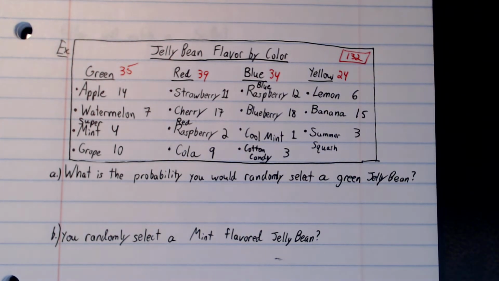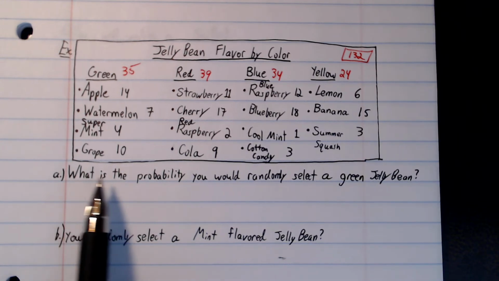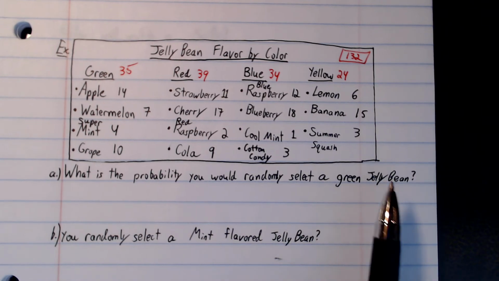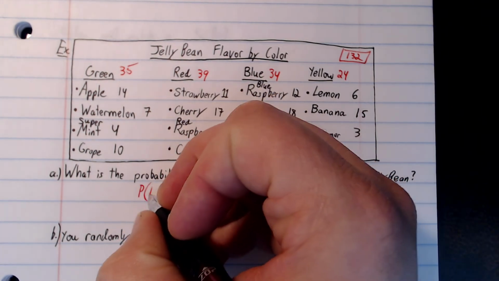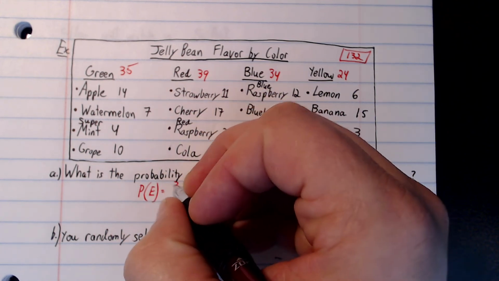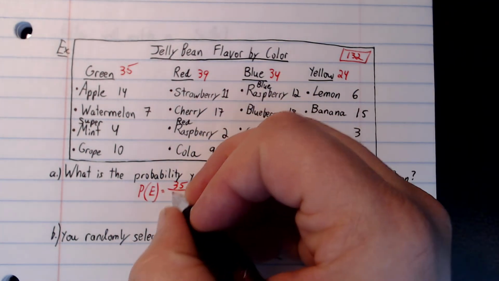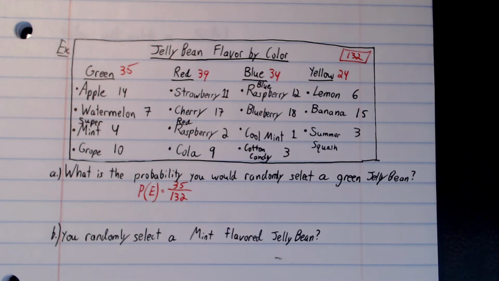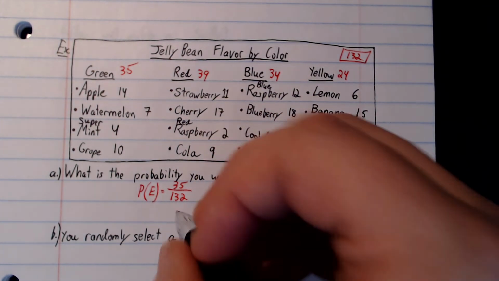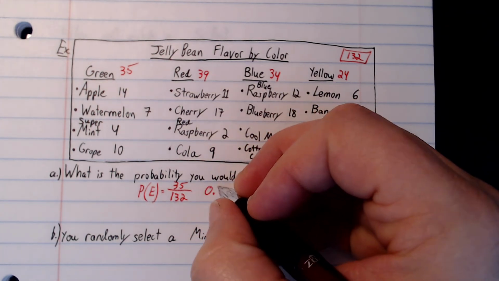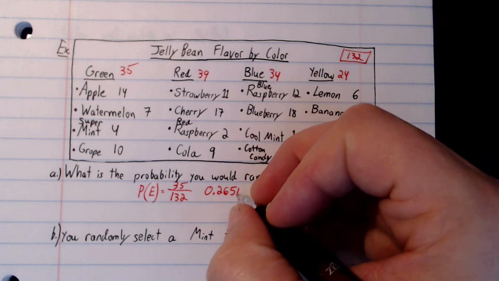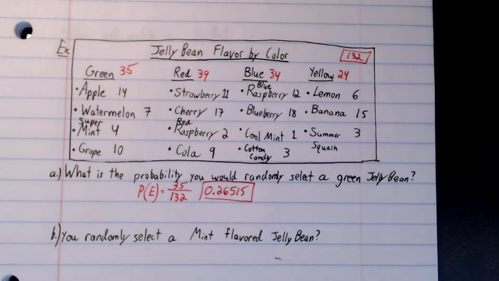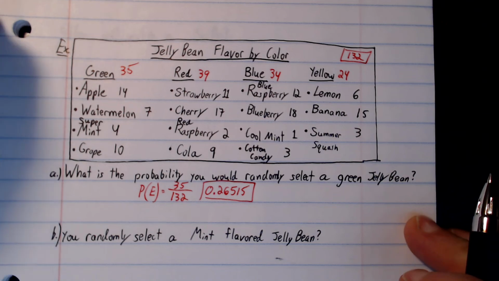So now we've got a lot more information, but it's broken down even more specifically for us. So we can answer this first question. It says, what is the probability you would randomly select a green jelly bean? Well, in that event, there are 35 green jelly beans out of 132 total. So you have a 0.26515 probability. A little bit more than a quarter, 1 in 4. Not bad.